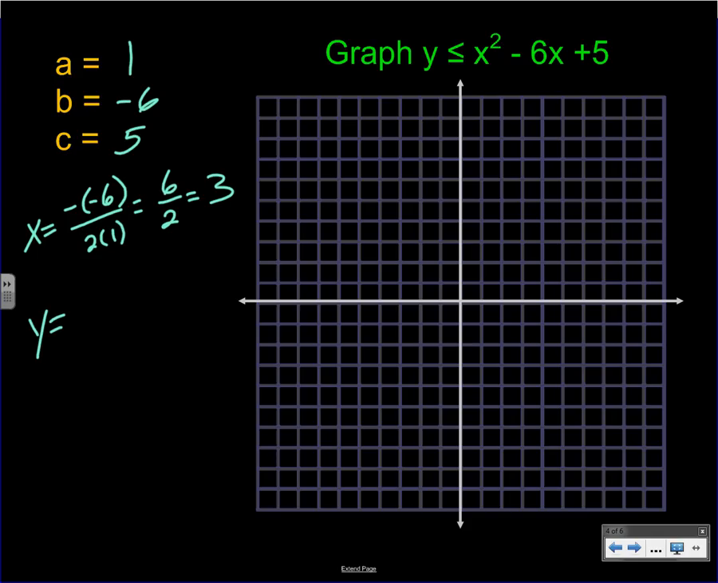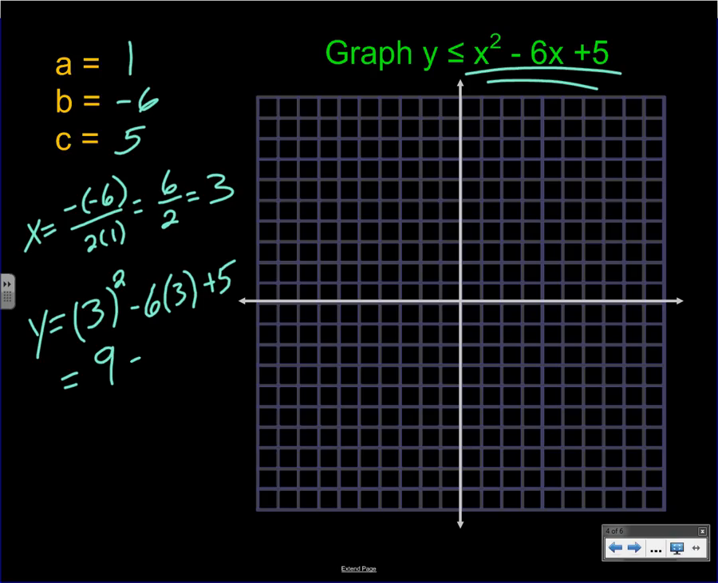So the y value, let's plug 3 into the equation, or I'm sorry, it's an inequality. We're going to plug it into the equation y equals x squared minus 6x plus 5. Let's go ahead and do that. So we plug 3 in for x, and solve it out. You get negative 4. Y is equal to negative 4. So 3, negative 4 is going to be the vertex.